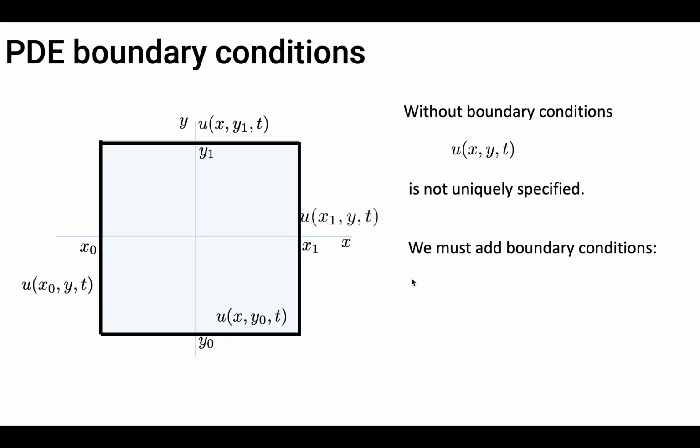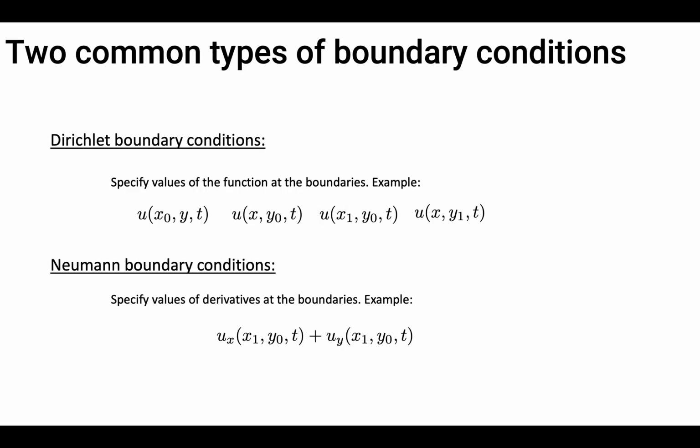And this domain can be finite or infinite. So we need to specify some kind of values on the boundary of the domain so that we may have a unique solution of the partial differential equation. And in general, here are two common types of boundary conditions. One type is the so-called Dirichlet boundary condition, and the other one is called Neumann boundary condition.